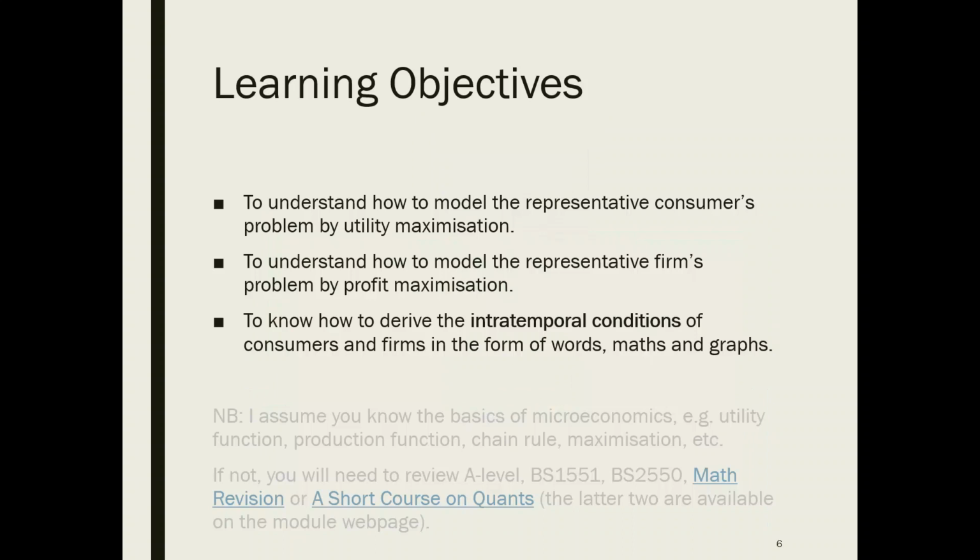We have 3 learning objectives today. First, you should understand how to quantitatively model the representative consumer's utility maximization problem. Second, you should understand how to quantitatively model the representative firm's profit maximization problem. Third, you should be able to derive the intratemporal conditions of the 2 agents in terms of words, maths, as well as graphs. I assume you know the basics of microeconomics and maths, such as optimization and taking derivatives.